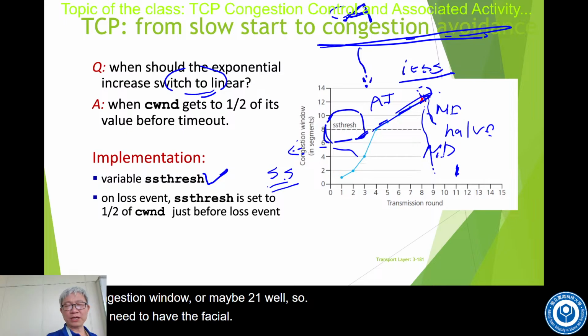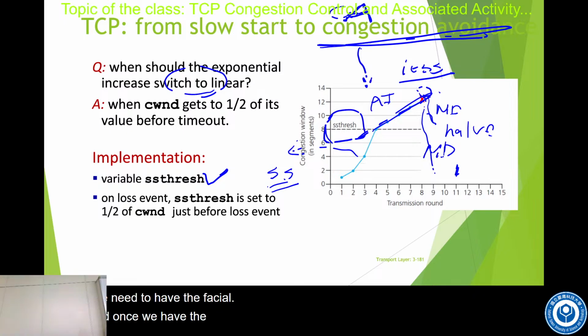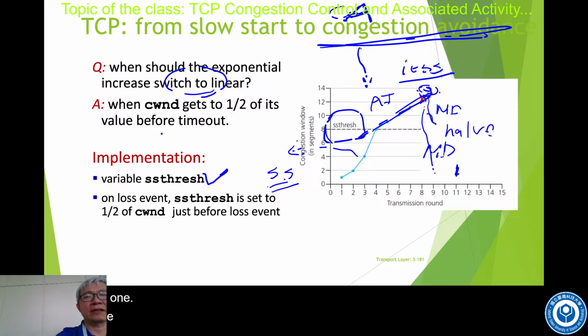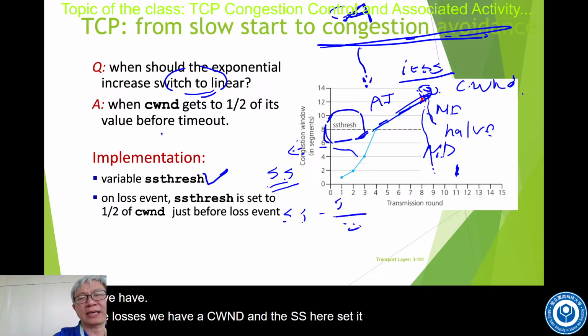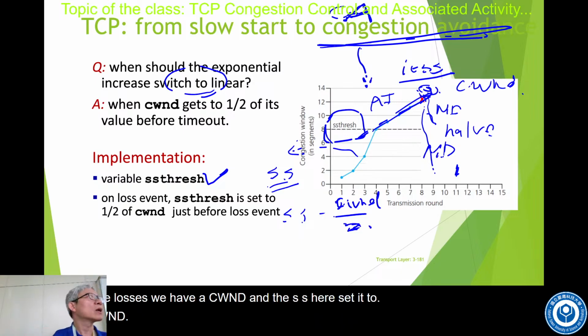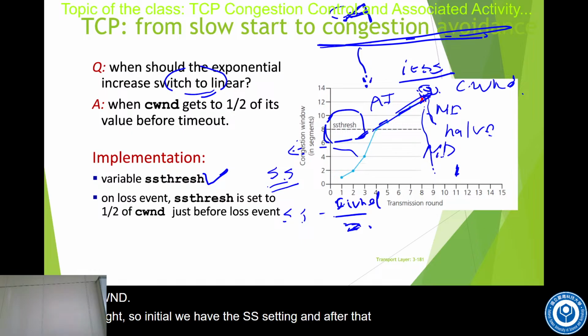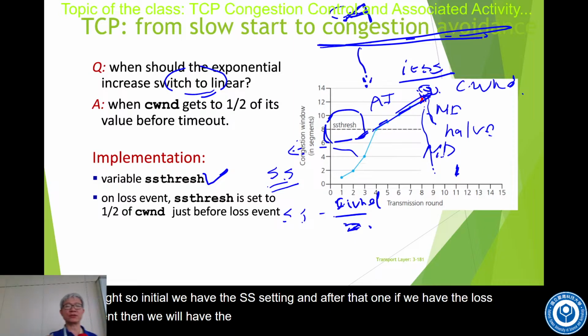And once we have the threshold, how do we set the new threshold if we have losses? If we have the losses, we have CWND and SS here. Initially we have the SS setting, and after that, if we have the loss event, then we will set the congestion window to the SS.